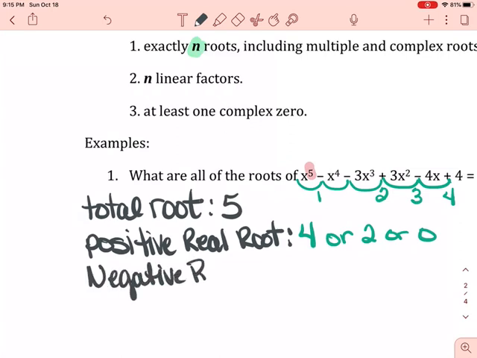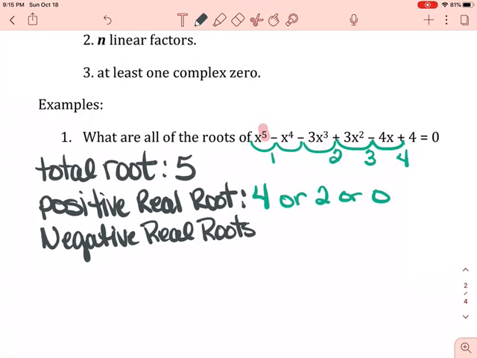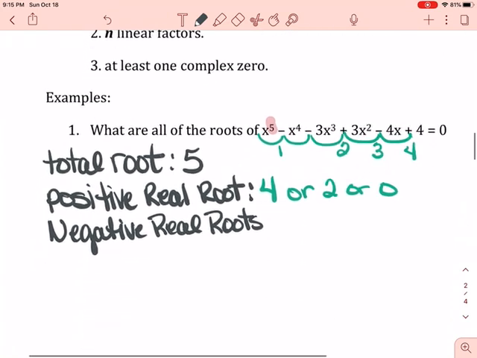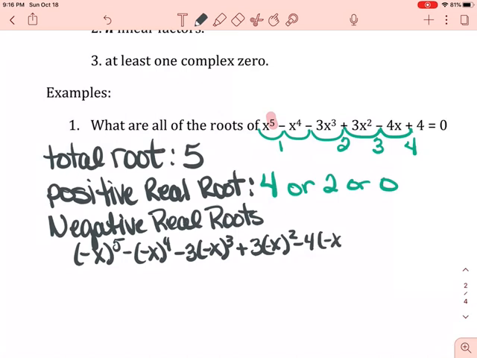Negative real roots. Okay, so remember, negative real roots means that I'm going to put in a negative x everywhere I see an x and clean it up. Remember that an odd exponent is going to cause the answer to be negative.